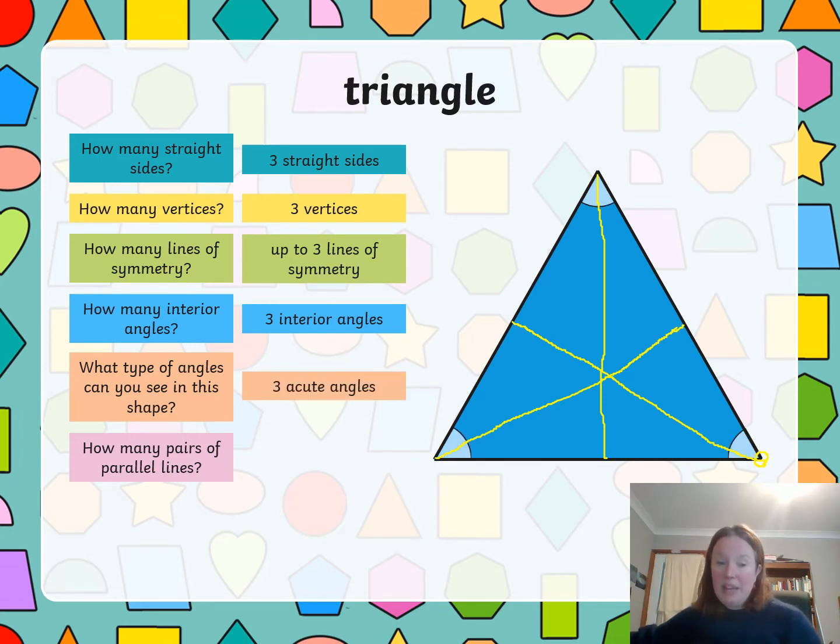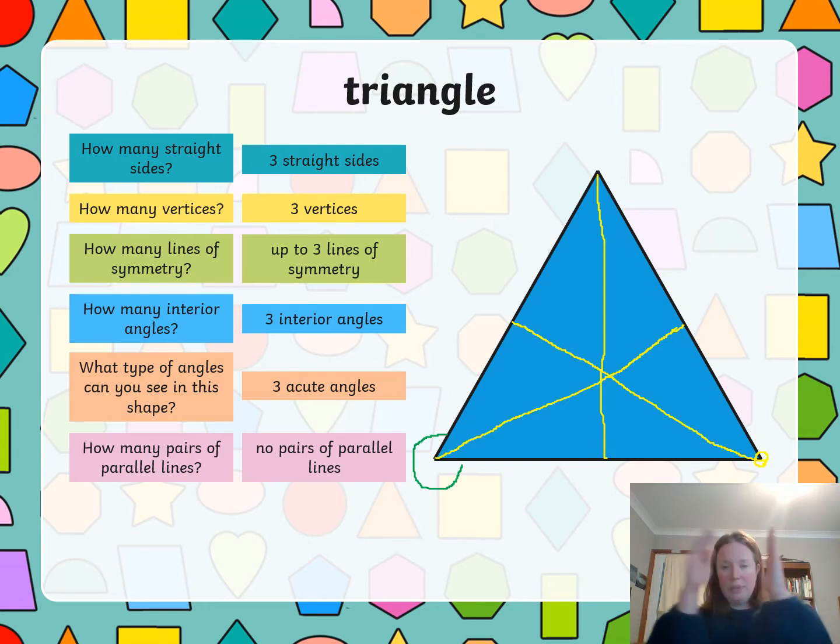And what type of angles can you see in this shape? Well, if we're talking about the interior angles, we actually have 3 acute angles. If we were thinking about the exterior angles, so the angles outside of the shape, they would actually be reflex angles. How many parallel lines? No parallel lines in this one. Remember, the parallel lines have to be exactly the same at the top, measuring across to the bottom, measuring across.